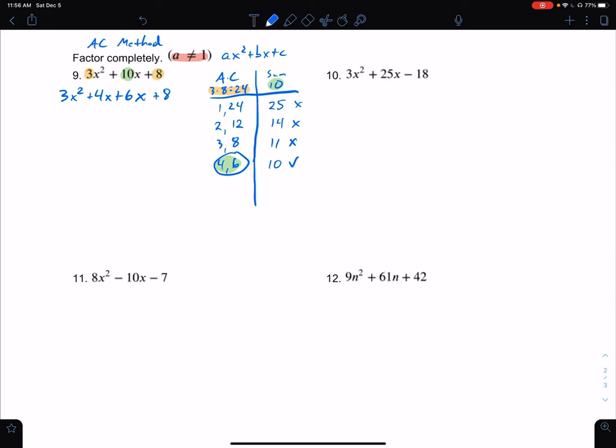Again, if you were to switch those and write the 6x first, there's nothing wrong with it. You'll still be able to follow the same method, so don't worry about which one goes first. So 4 plus 6, had I taken those and put them back together, I get back to my original. Now that we've used the factor sum method, or the AC method, kind of following the factor sum protocols, now you're going to go by grouping.